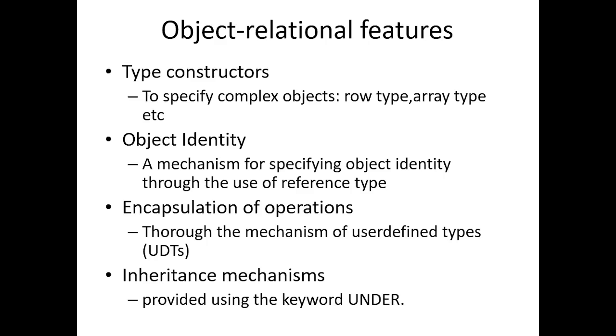The first one is that we have some type constructors. These have been added to specify complex objects, which means these include a row type, and this row type corresponds to the tuple or struct constructor. And we have an array type, and that is for specifying collections. And other type constructors we have are set, list, and bag constructors. All these are type constructors.